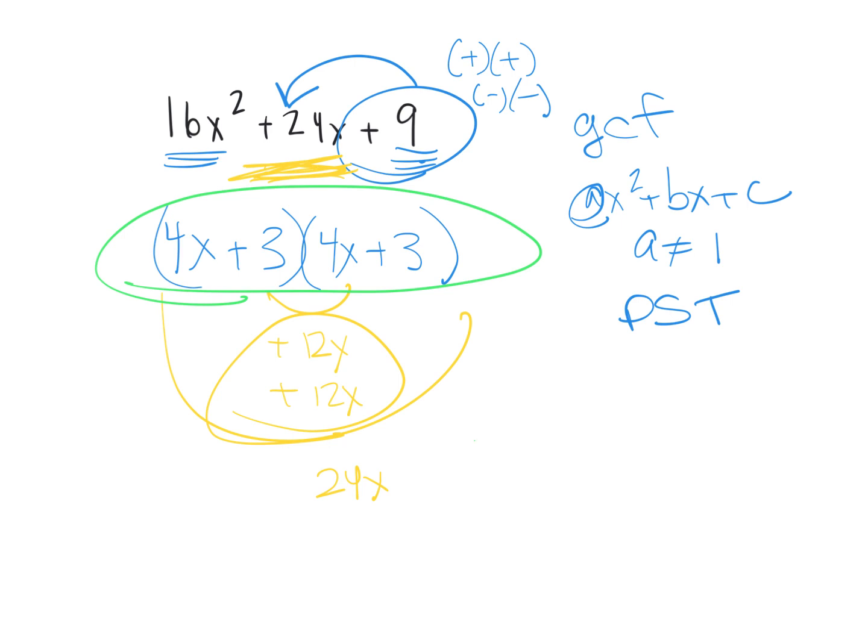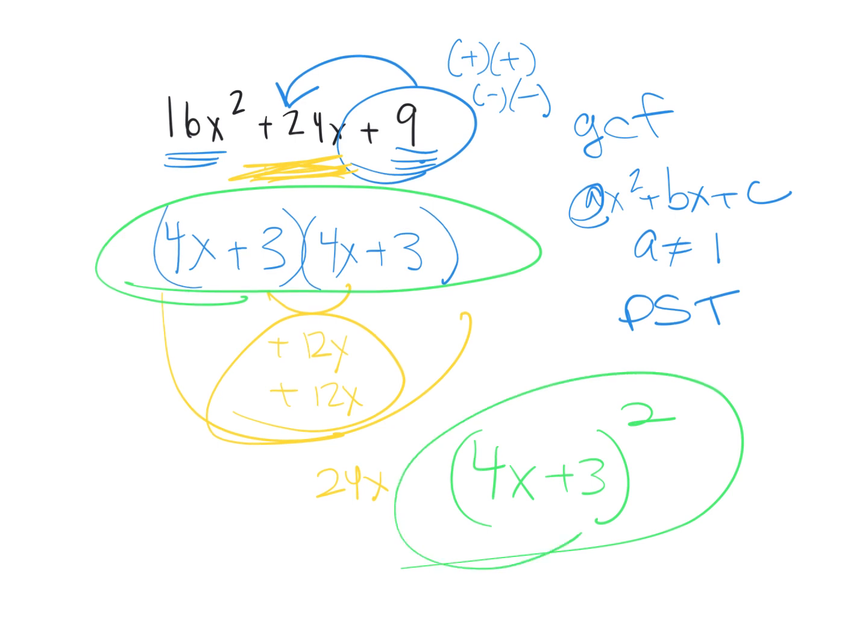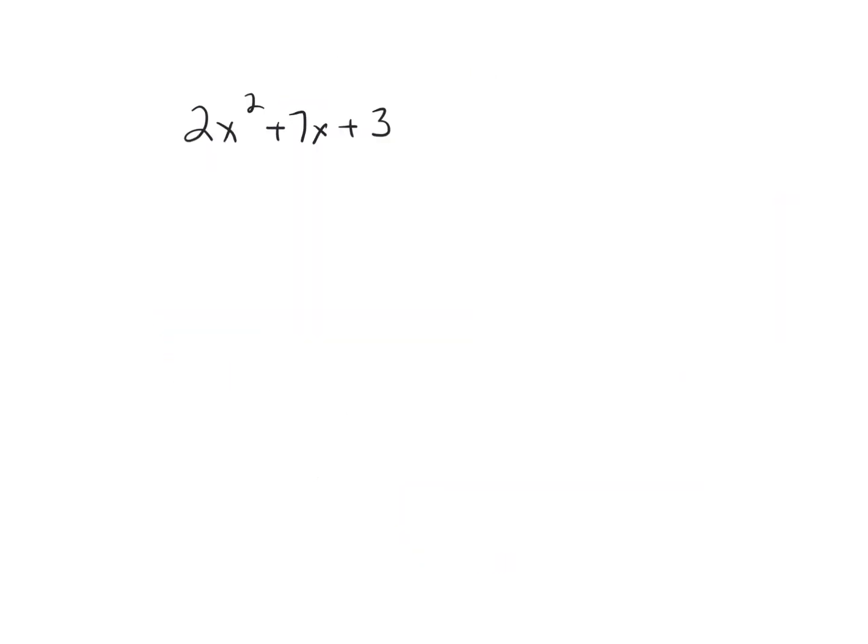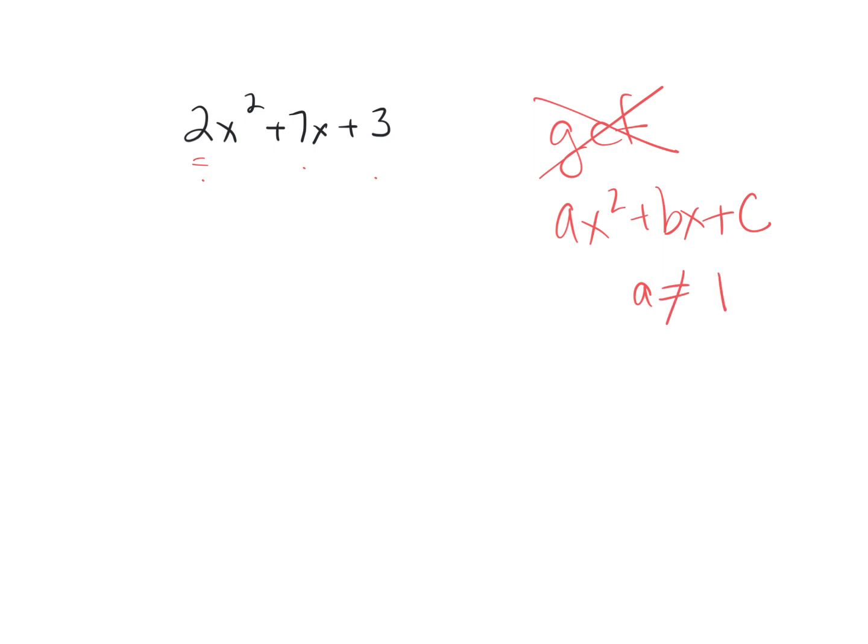And remember that you can also write that, since it's a perfect square trinomial, in this manner also. All right, our next problem here is, look for a GCF. 2, 7, and 3, there's no GCF. I see a trinomial. I look at the A value, it doesn't equal 1. And looking at this, I don't see a perfect square either here or here.